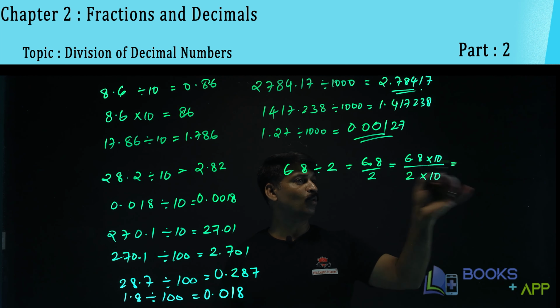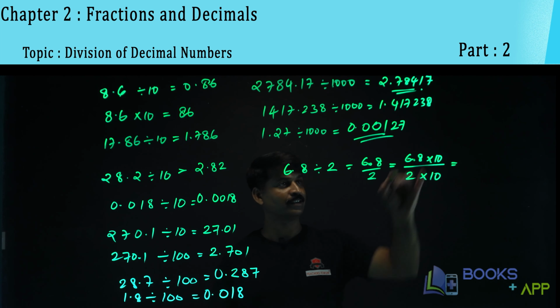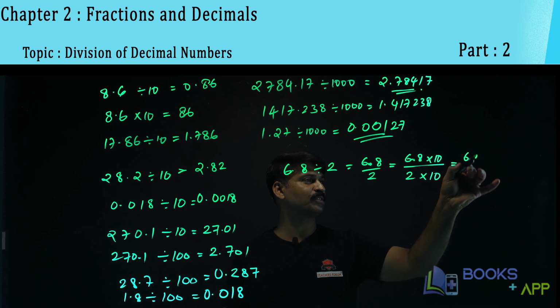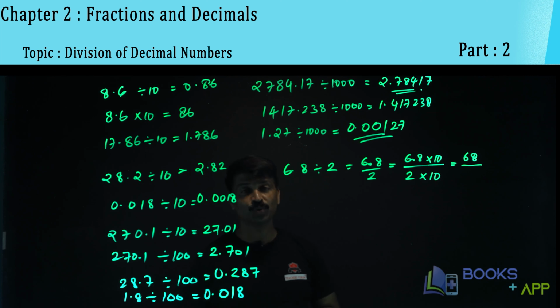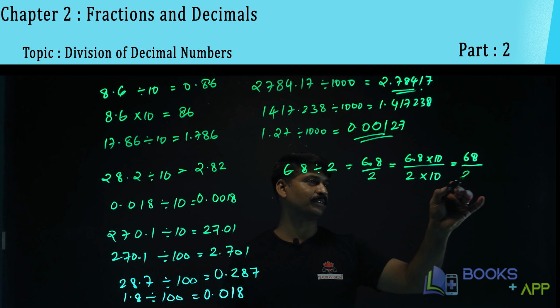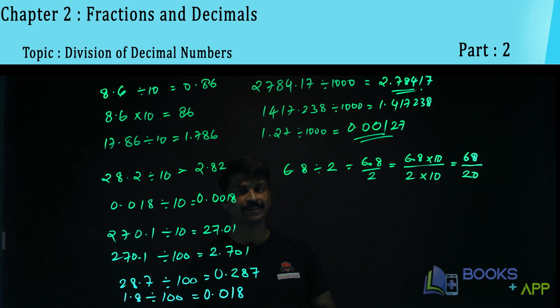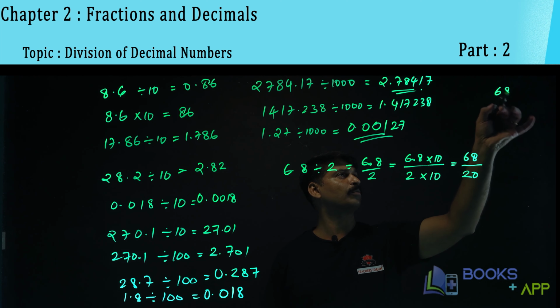Now what is the answer? What is 6.8 into 10? The decimal will jump here, so it becomes 68. Am I right? And what is 2 into 10? That is 20. Now you can divide 68 by 20.